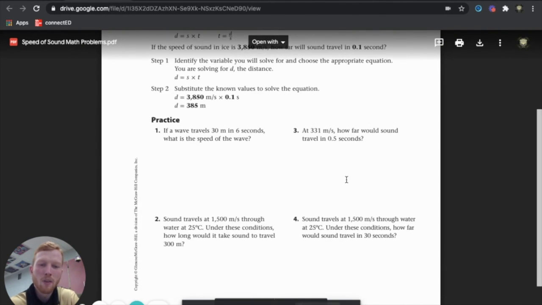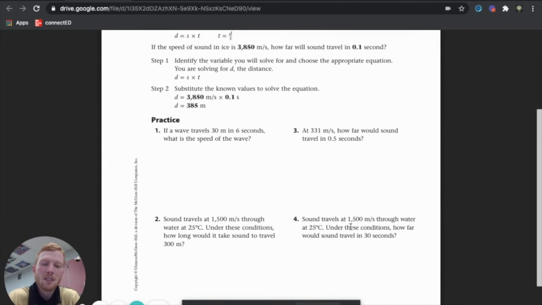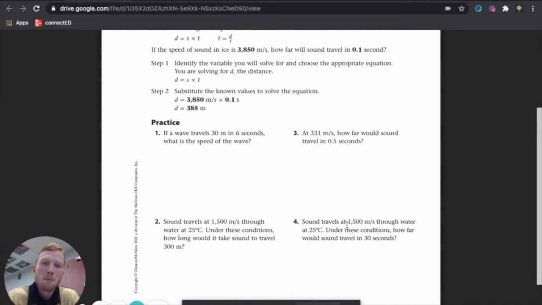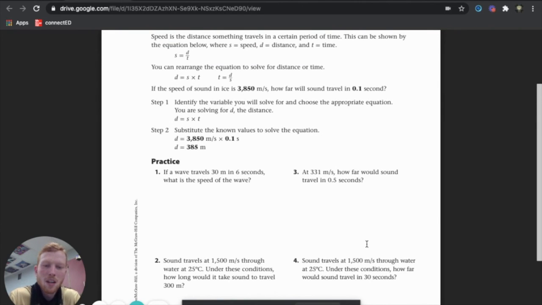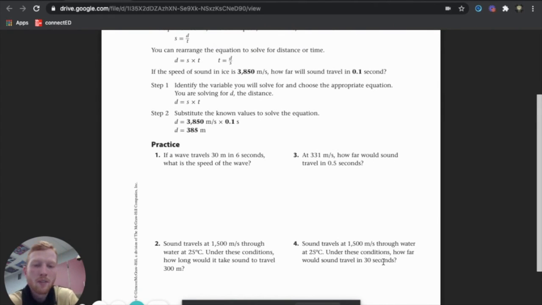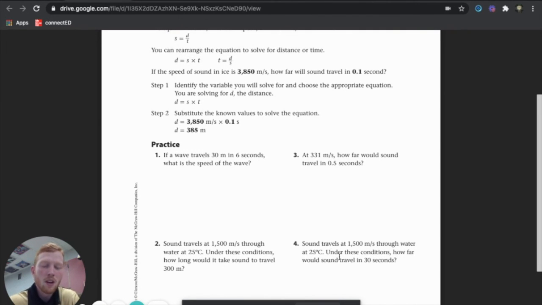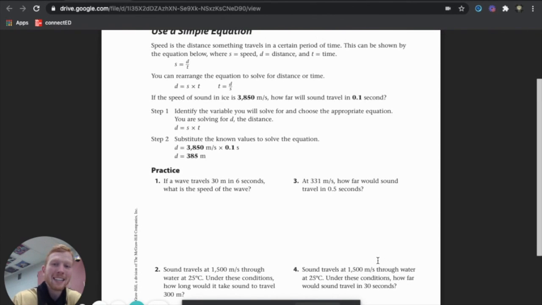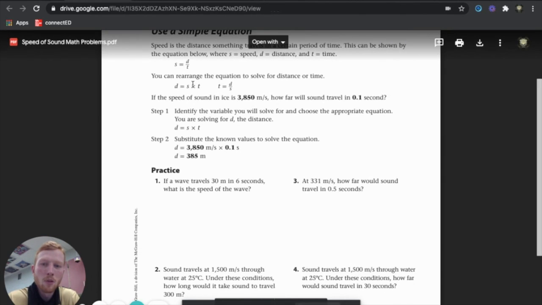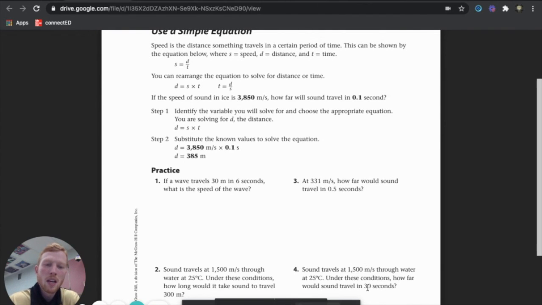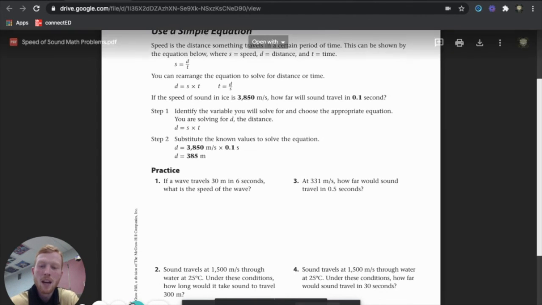Last but not least, number 4, it's telling me that sound travels at 1,500 meters per second. Therefore, I need to plug that in for speed because it is labeled as meters per second, through water at 25 degrees Celsius. So this one's similar to number 2. Under these conditions, how far would sound travel in 30 seconds? It's giving me my speed. It's giving me my time. I need to find my distance. Okay, so it's going to be labeled as meters. Therefore, I'm using this formula, D equals S times T. So I'm going to do 1,500 times 30 to get my answer there, and because I'm solving for distance, I need to label that as meters.